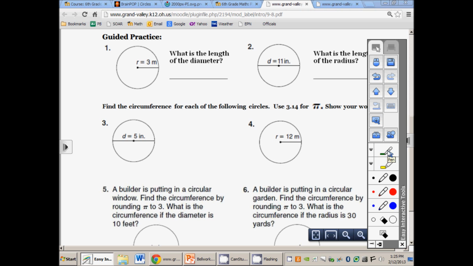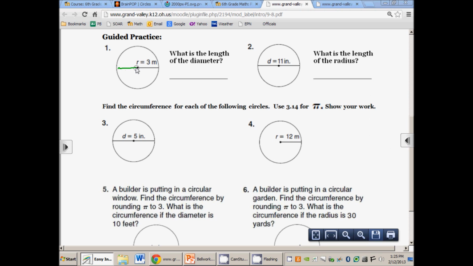The diameter is 6, right? Oh, that's easy. It would be all the way across. It would be 3 and 3 more. You guys earlier said it's twice. The diameter is twice the radius, so you would double it.